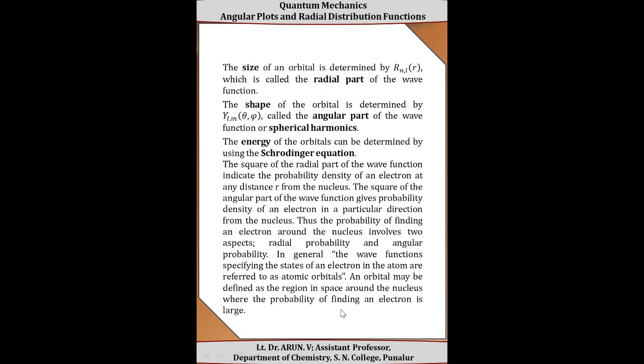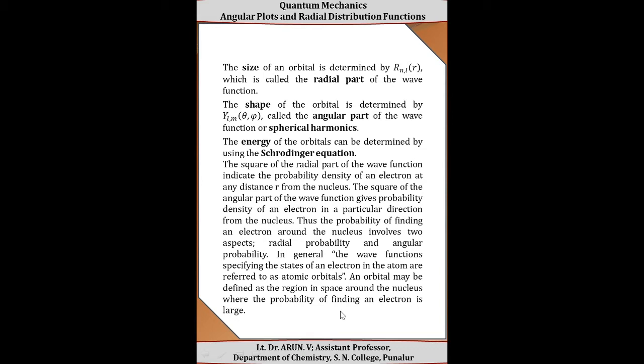And R_nl(r) gives the size of the orbital, and this part is called the radial part of the wave function, and Y_lm(theta, phi) is the angular part of the wave function. It is also called the spherical harmonics, and this gives the shape of the orbitals. The energy of the orbitals can be further determined by solving the respective Schrodinger wave equations.